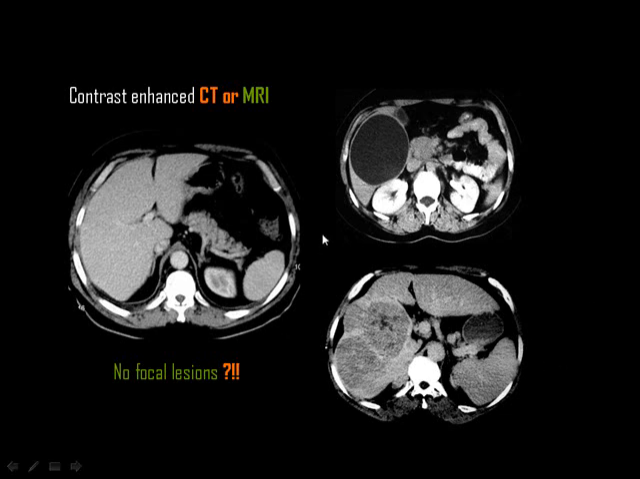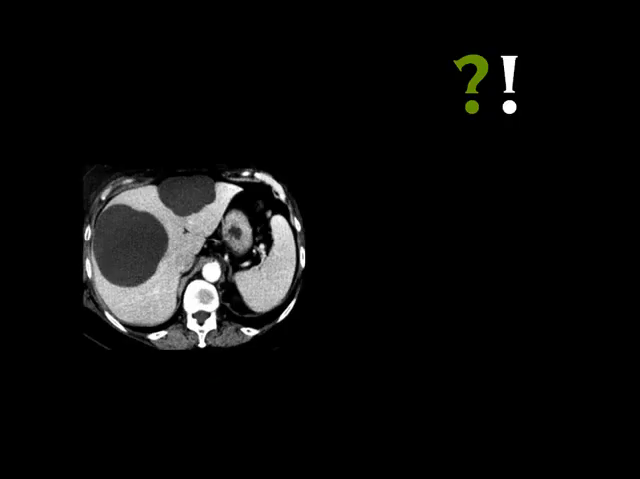Number 1, hepatocellular carcinoma. Number 2, metastasis. Number 3, cholangiocarcinoma. Number 4, lymphoma. Yes, lymphoma. And the benign solid lesion in the liver, which is the focal nodular hyperplasia. Do you hear about focal nodular hyperplasia? It's not that common. Okay.